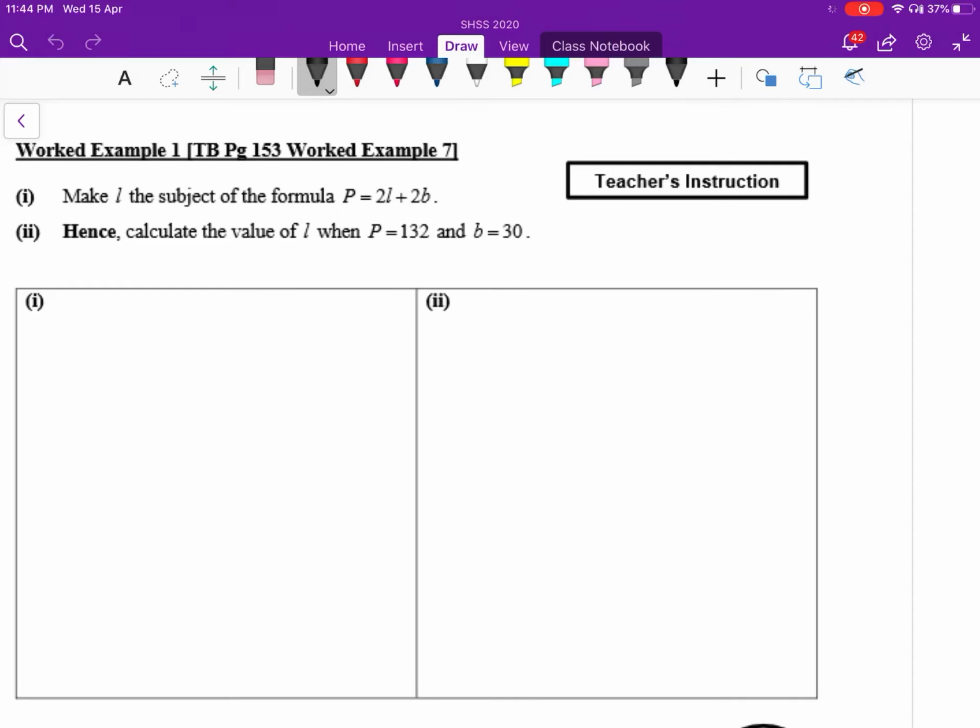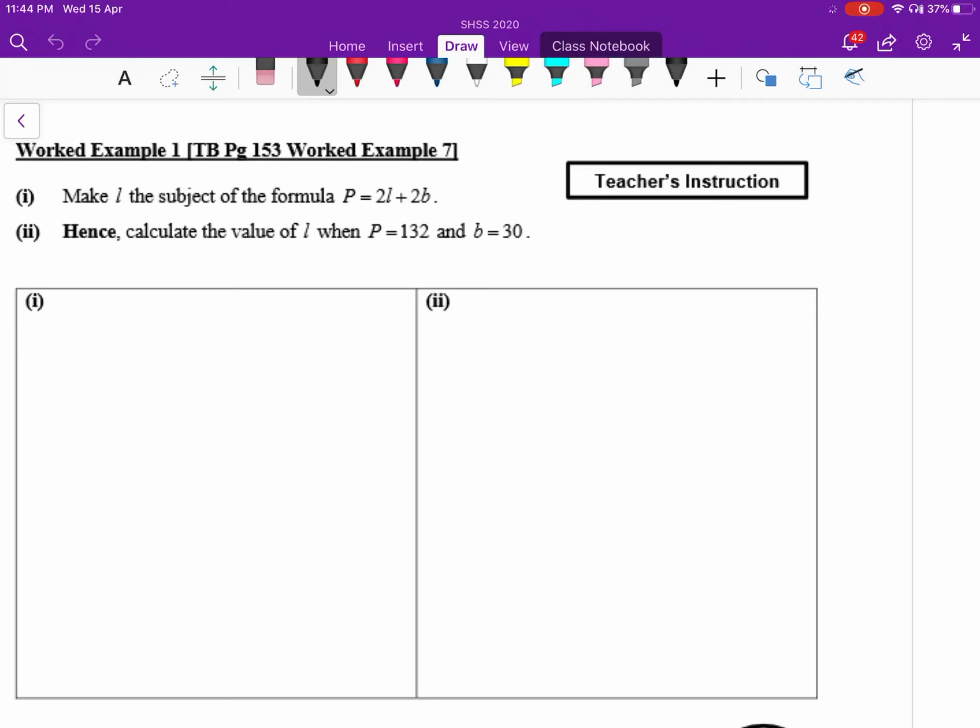Today we are going to do worksheet 6D, changing the subject of a formula. We're going to learn changing the subject of the formula today. It is pretty easy, but you must be really, really good in your algebra to be able to do that. Okay, so what does it mean to make something the subject of the formula?